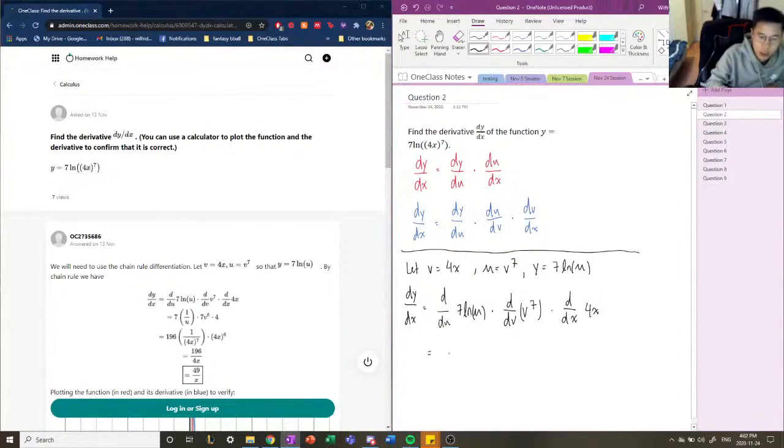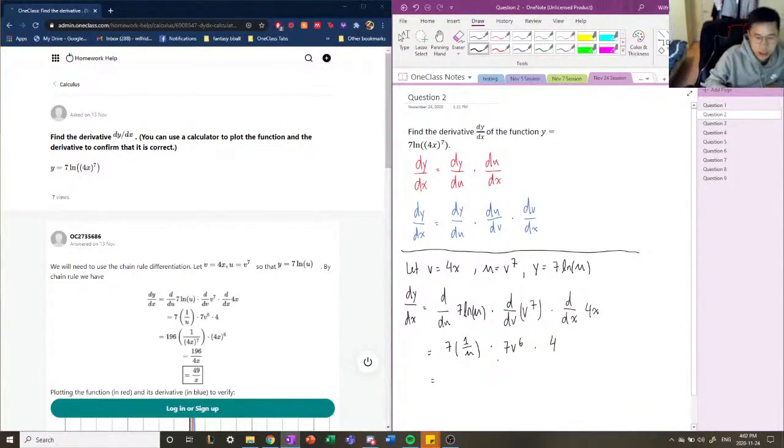All right, so there's a constant here, but the derivative of 7 ln u is 7 over u. Okay, the derivative of a power function is just using the power rule, so that will equal 7 v to the power 6. And finally, the derivative of 4x is just the constant itself, so we get 4. Okay, cool. All right, so now we're going to sub u and v back in.